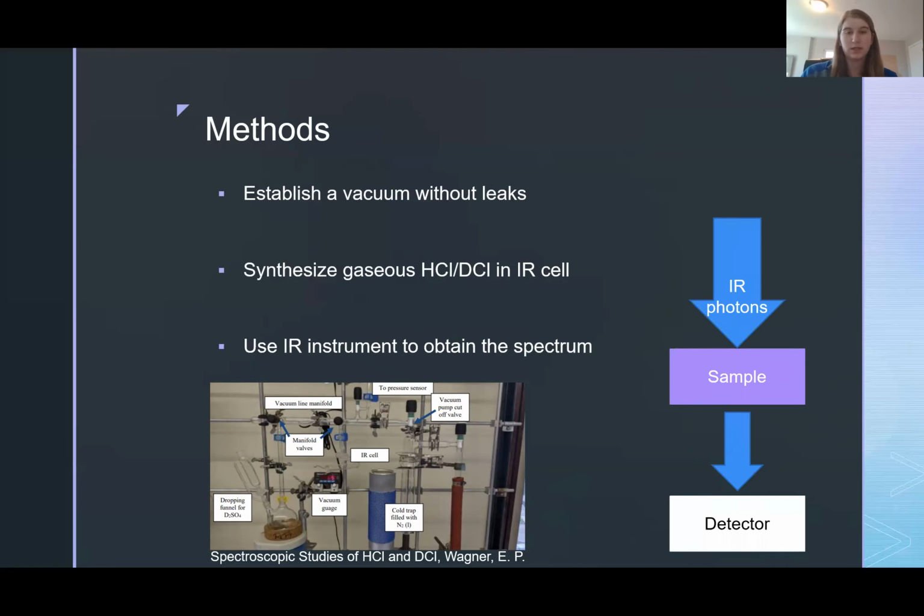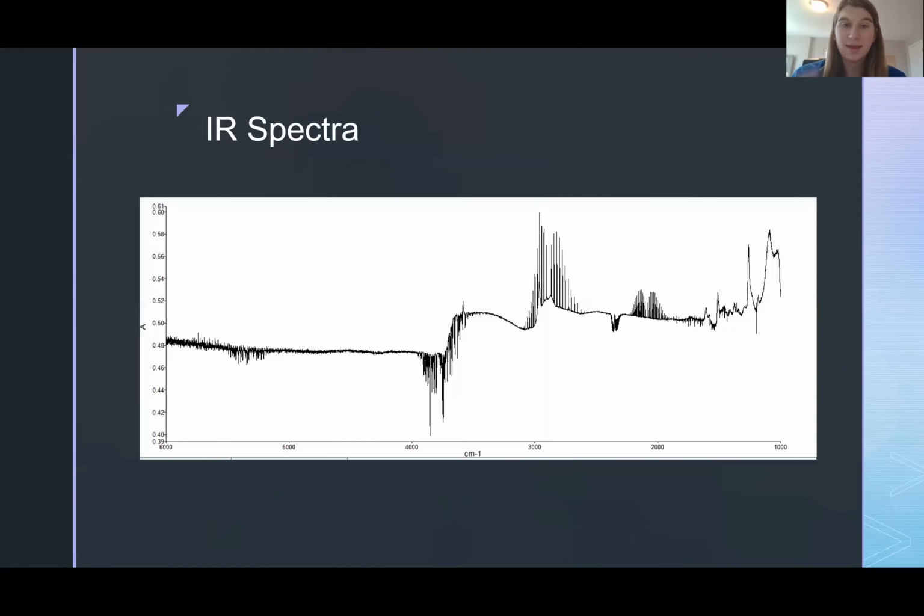The spectra was recorded using an IR spectrometer, which uses IR photons, photons of light in the IR or near IR spectrum, to excite the sample between rotational and vibrational energy levels. The detector detects these changes in energy and records them using Fourier transformation. So this is the spectra that we obtained from our experiment.